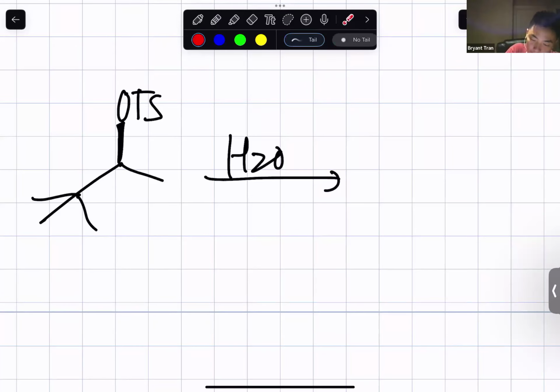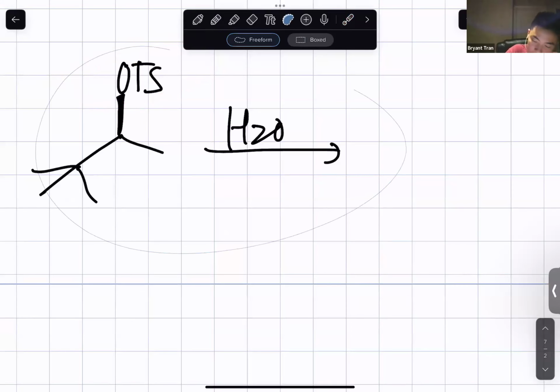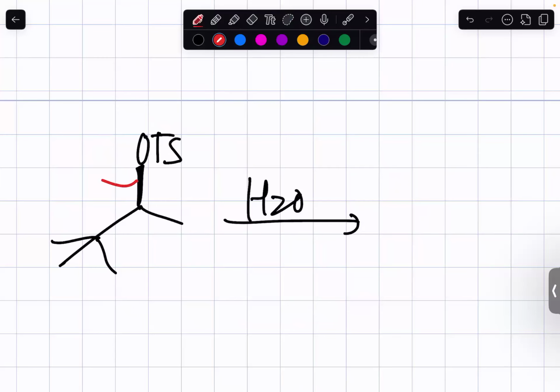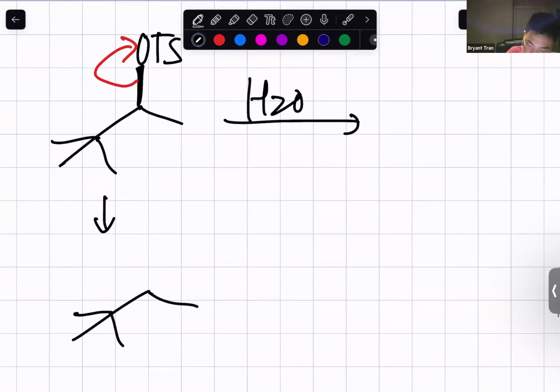Okay. Oh, this is a good leaving group right here. What is the first step that you guys think is going to happen here in this mechanism? The leaving group leaves to form what kind of intermediate? Right. This carbon here would be positively charged, which is a carbocation intermediate.